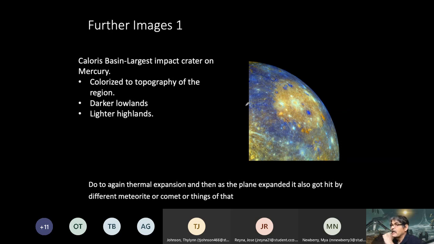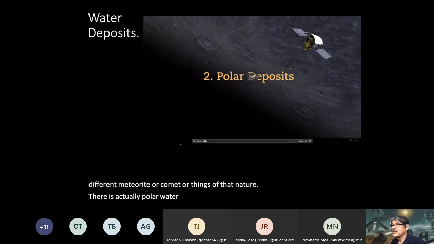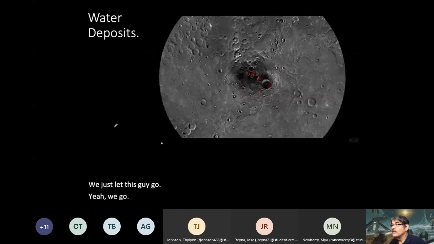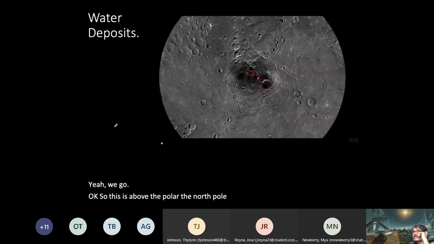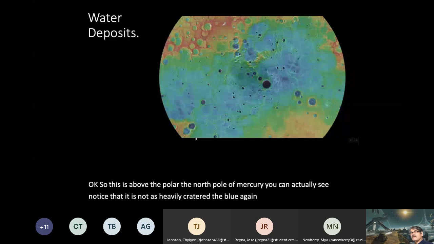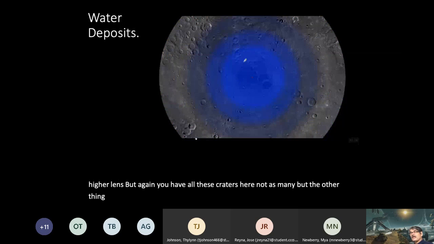Now, as a matter of fact, it did get hit by comets, and because of that, there are actually polar water deposits, which is kind of odd. Let me just let this go. Yeah, there we go. Okay, so this is above the North Pole of Mercury, and you can notice that it is not as heavily cratered. The blue again is lowlands, the red is higher lands, but you have all these craters here, not as many. The other thing you can see in the center here is water deposits, and they actually detected that through spectroscopy.